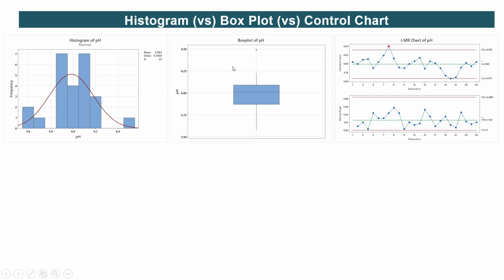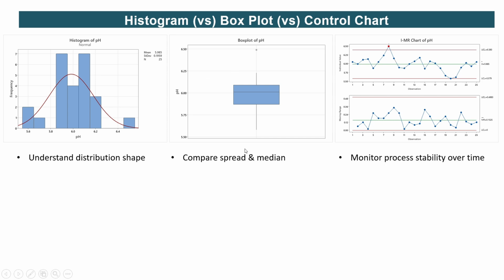So here I have histogram, box plot, and I have the control chart. From a usage perspective, histogram is used to understand the distribution and the shape of the data. Box plot is generally used to compare the spread and median of multiple data sets, whereas a control chart is used to monitor the process stability over a period of time. That is the first primary usage.